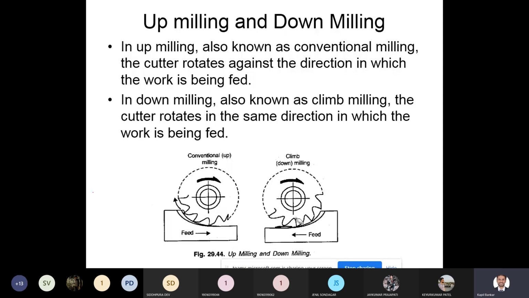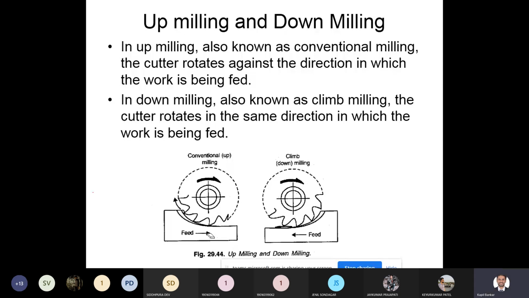While in down milling, what happens? This is the direction of the cutter, and this is the direction of the workpiece. See, here the workpiece feed is from left to right. Here in down milling, the workpiece will be fed from right to left. So here the directions are opposite, while in down milling the directions are the same. Here this cutter will move in this direction and your workpiece will move in the same direction. So it is called down milling or climb milling, and this is called conventional milling or up milling.